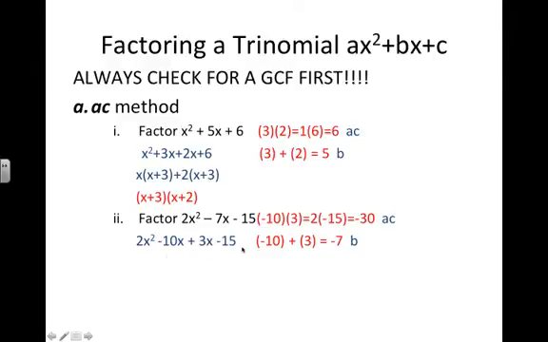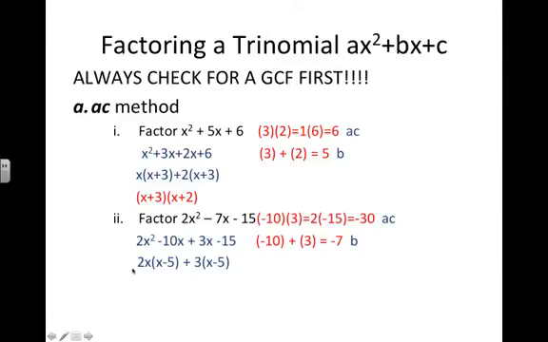So there we've got our rewritten polynomial, and now we take the terms two at a time. We're going to factor 2x out of the first pair, and then 3 out of the second. So we're going to have 2x times x minus 5 plus 3 times x minus 5.